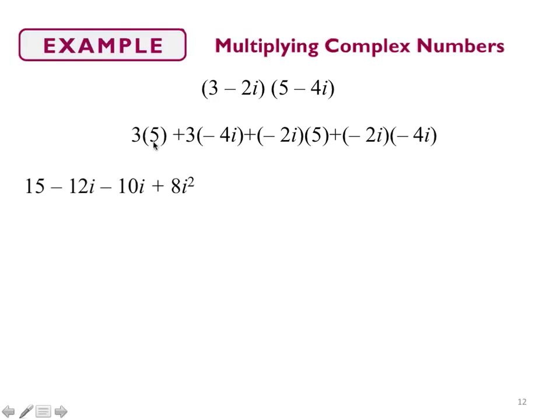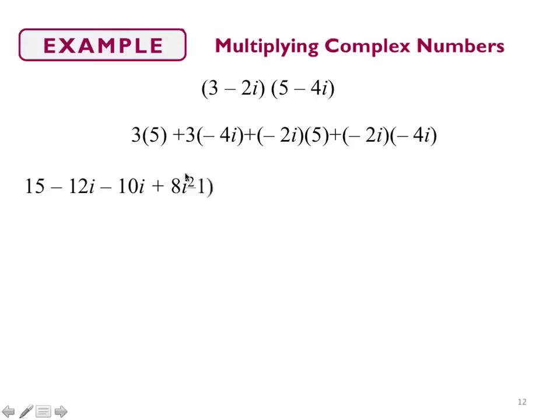Okay, so if we go ahead and simplify this a little bit, 3 times 5 gives you 15. 3 times negative 4i is going to give you negative 12i. Negative 2i times 5 gives you negative 10i. And then if you look here, negative 2 times negative 4 gives you a positive 8, and then you have i times i, which gives you i squared.